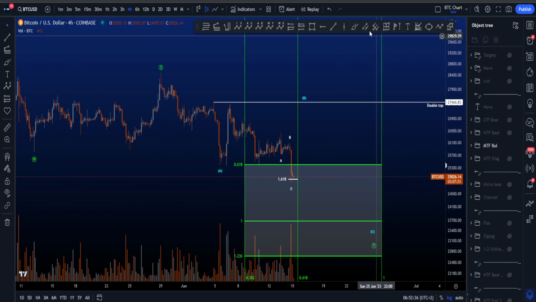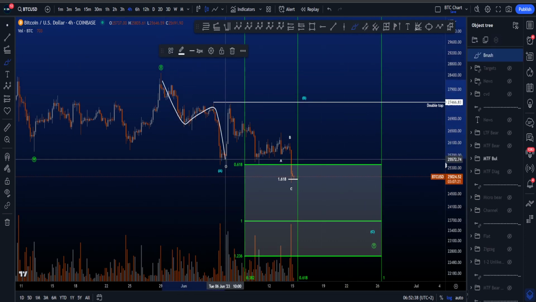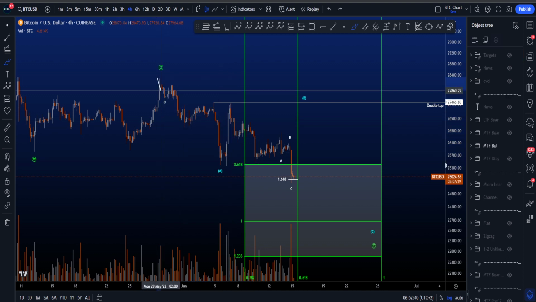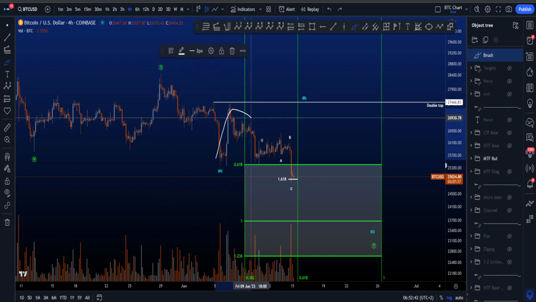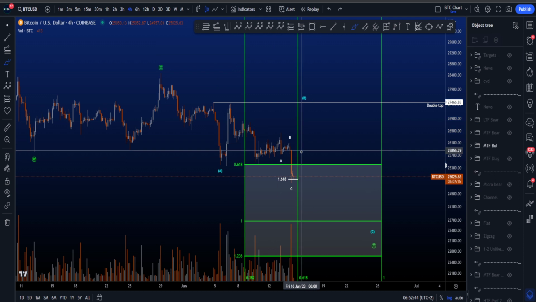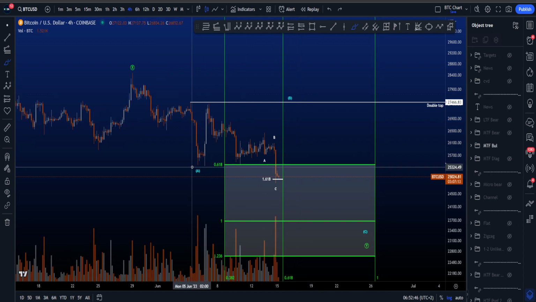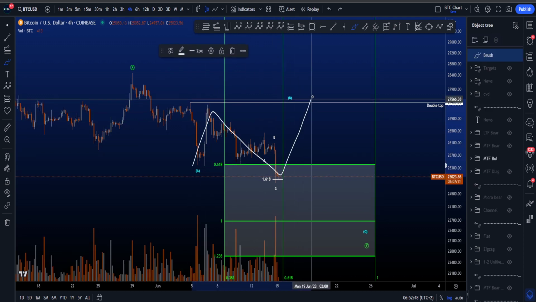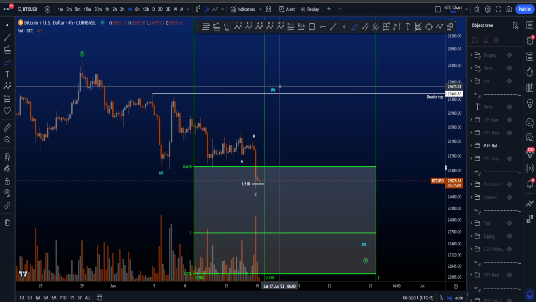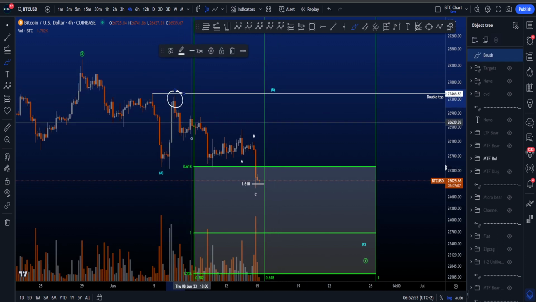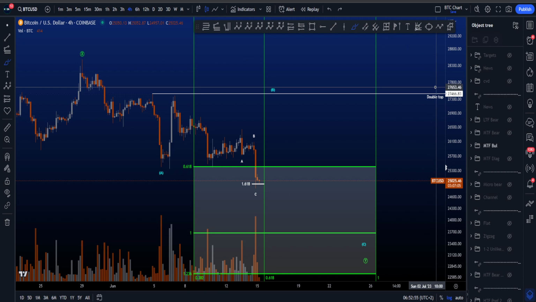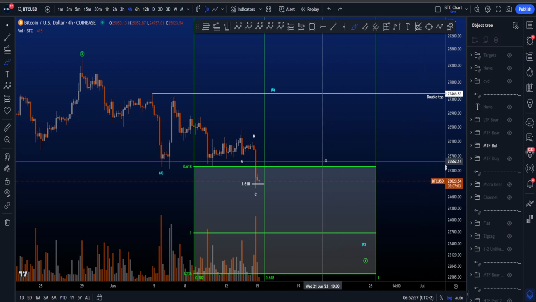Now in this scenario, we then have over here a 3-wave in A or a 5-wave in A. Both are good. This is followed by a 3-wave structure in B, where you can have an expanded flat, which is a 3-3, and then a 5-wave move to the upside to then at least take the highs of this structure over here, so the double top basically at 27.4k.